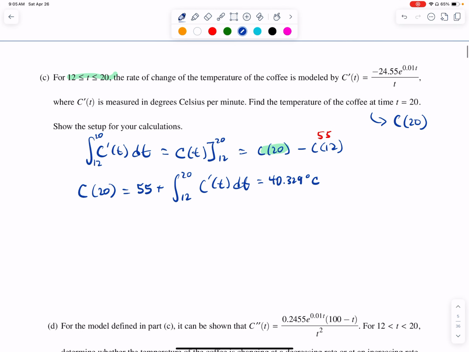Okay, so I think that should do it. And let's see, does it ask us to interpret? No, I don't think so. So what do I think the point breakdown is going to look like here?